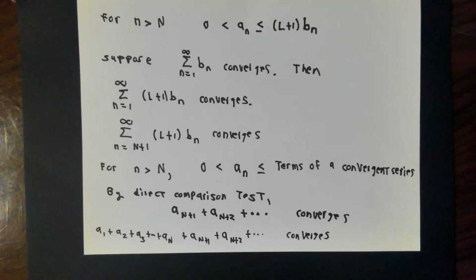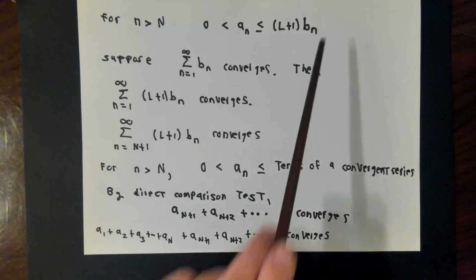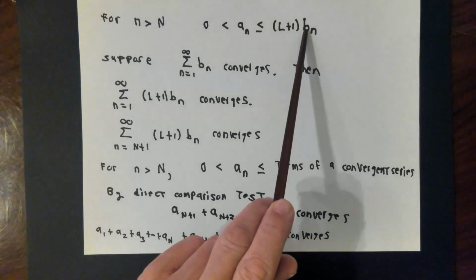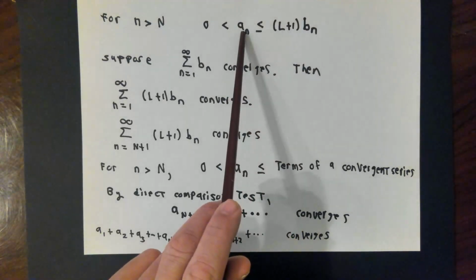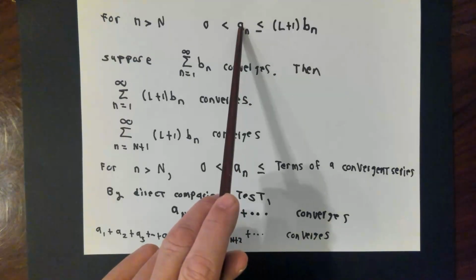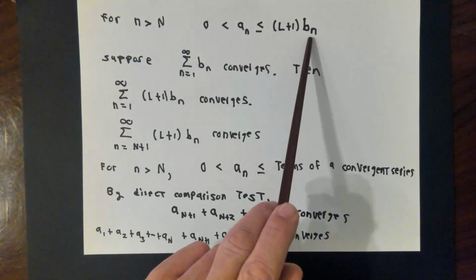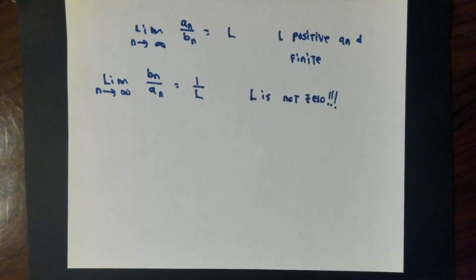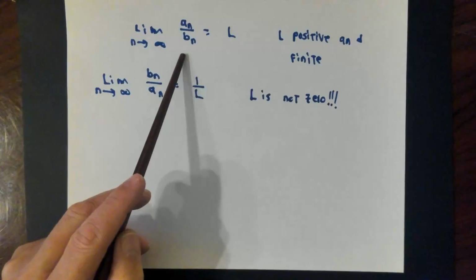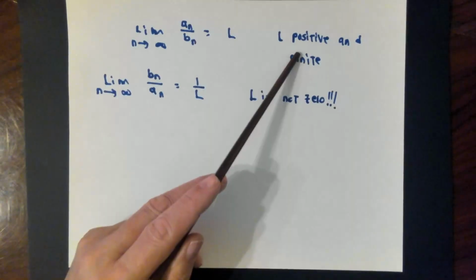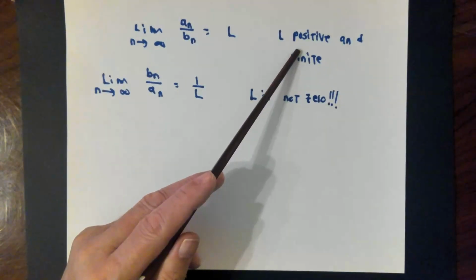So what we know so far is this. If the condition in the limit comparison test is true, then if the B series converges, the A series converges. If the A series diverges, the B series diverges. To get the other half, suppose that the limit as n tends to infinity of a_n over b_n is L, where L is positive and finite.